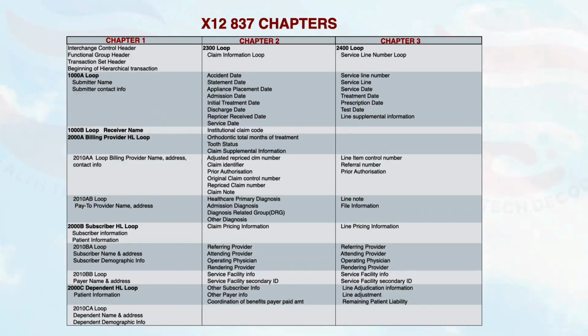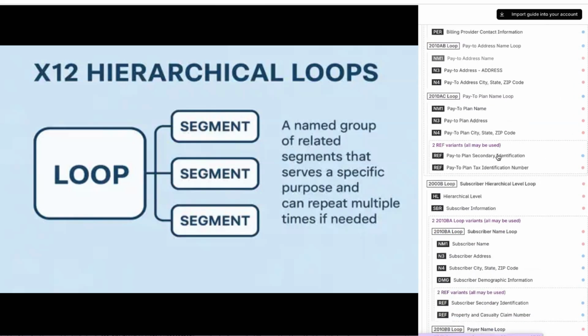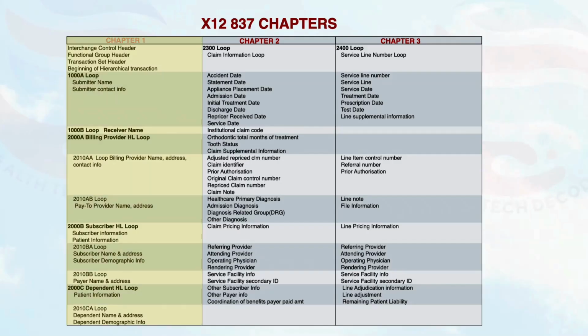In X12 EDI files, a loop is a named group of related segments that serves a specific purpose and can repeat multiple times if required. In chapter 1, I am covering submitter details or 1000A loop, receiver or 1000B loop, then also 2000A, 2000B and 2000C loops. In chapter 2, I'll cover 2300 claim information loop and its segments. In chapter 3, I'll cover 2400 service lines loop and its segments. Here today, in this session, I'll cover chapter 1 and I'll cover the other two chapters in subsequent sessions.